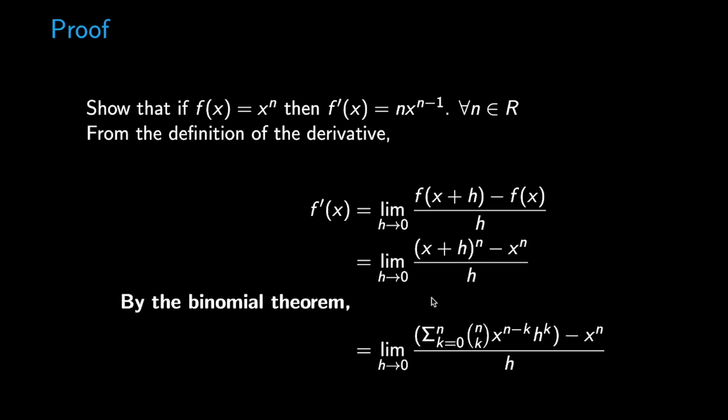So by the binomial theorem, if we expand x plus h raised to n, we basically get the following summation. So this is basically equal to the limit as h approaches 0 of the quantity, the summation from k equal to 0 to n of n choose k times x raised to n minus k times h raised to k, minus x raised to n, all over h. Now, this might look intimidating, but we'll go around this and you will see how beautiful this proof is.